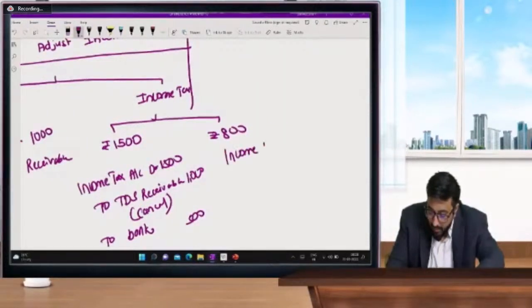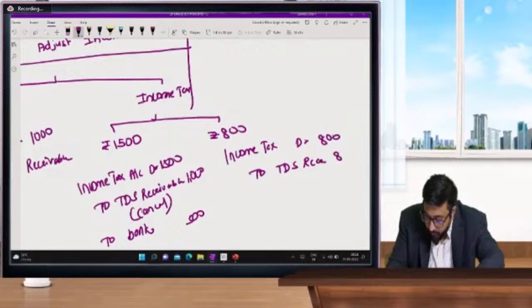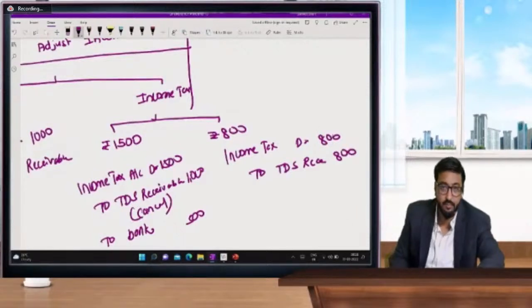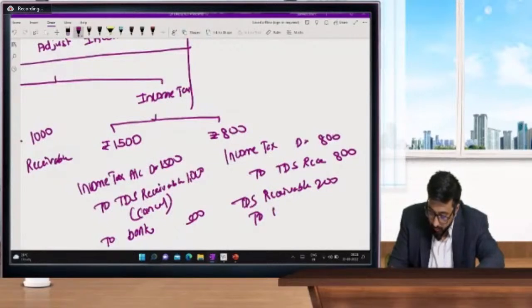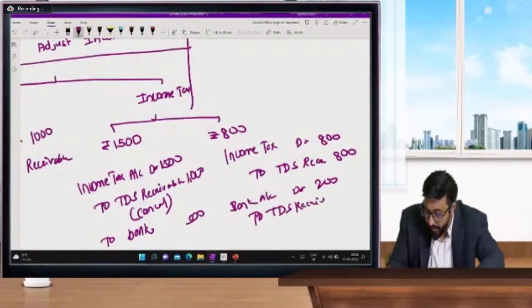Here my liability is income tax account debit to TDS receivable. How much? 800. So how much TDS is deducted? I will claim for refund now. 200, sorry. Bank account debit to TDS receivable.